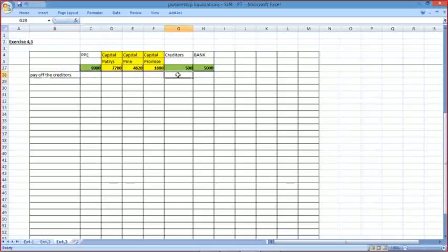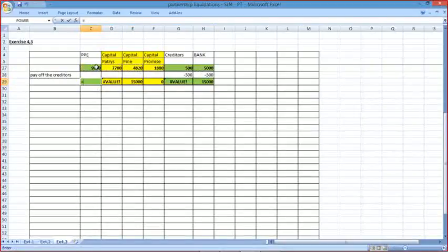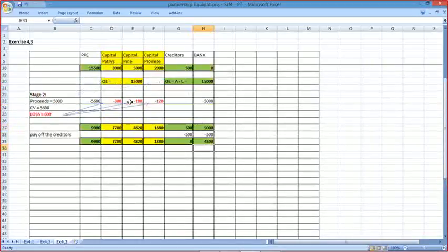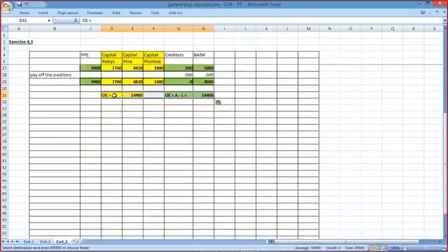Okay, so pay off the creditors. I'm going to minus 5 here and minus 5 there. Zero here and 4,500 there. Right, if you wanted to, again, you can check. Have a look at this. If I check the working, I get owner's equity still balancing. So the green and the yellow still balance.